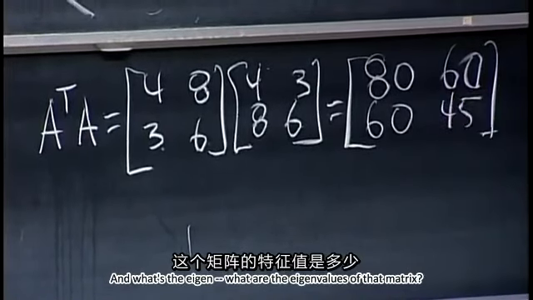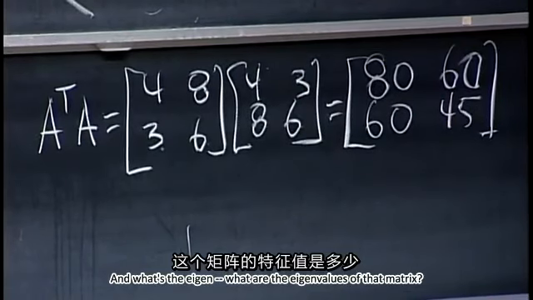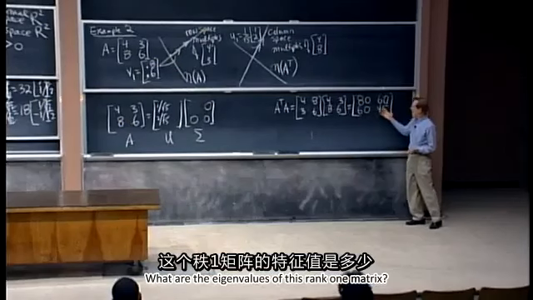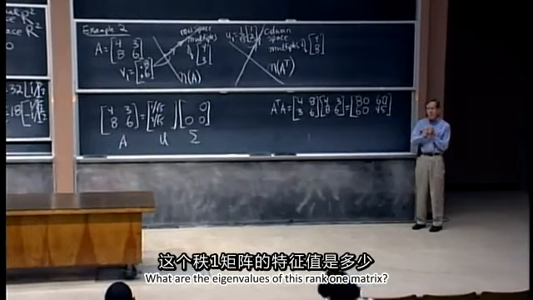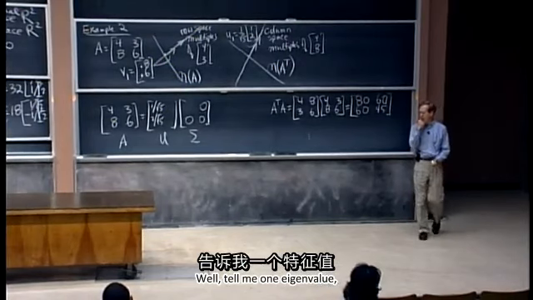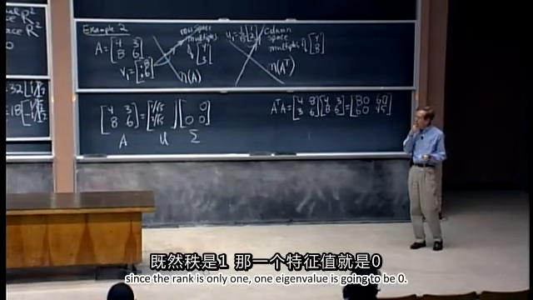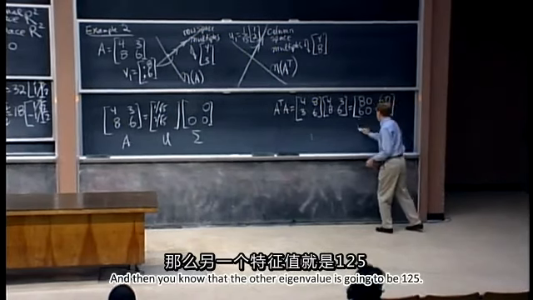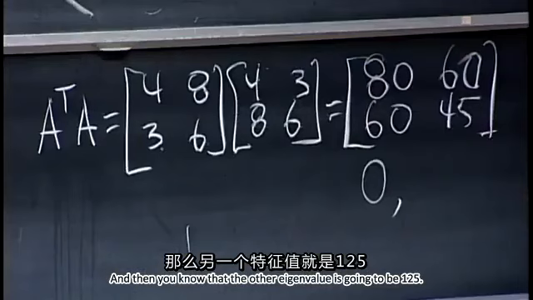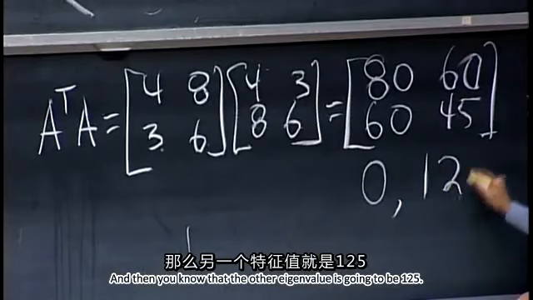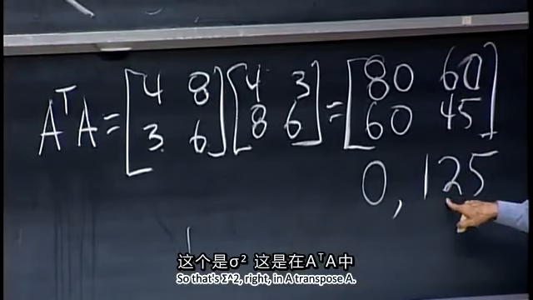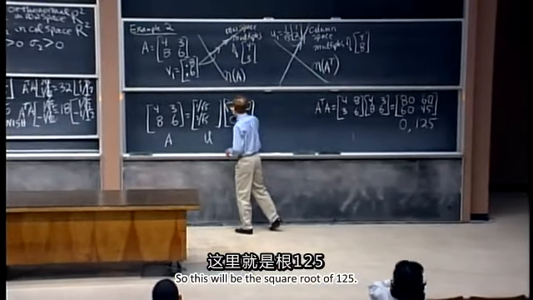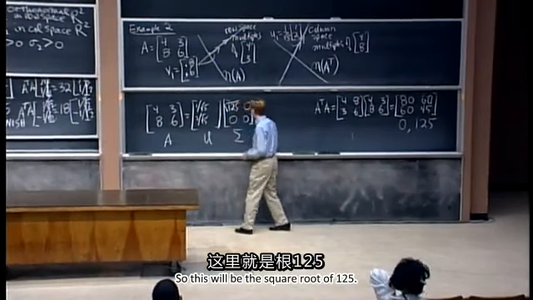And what are the eigenvalues of that matrix? This is like practicing now. What are the eigenvalues of this rank 1 matrix? Well, tell me one eigenvalue. Since the rank is only 1, one eigenvalue is going to be 0, and then the other eigenvalue is going to be 125. So that's sigma squared in A transpose A. So sigma will be the square root of 125.